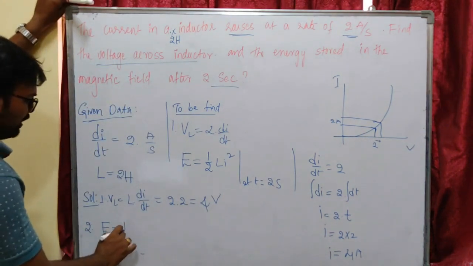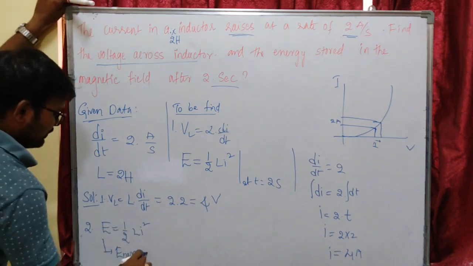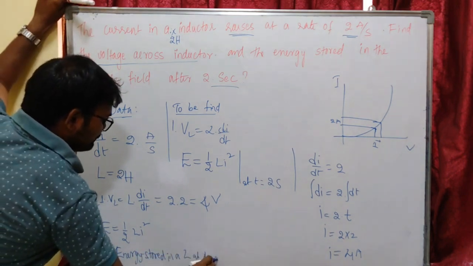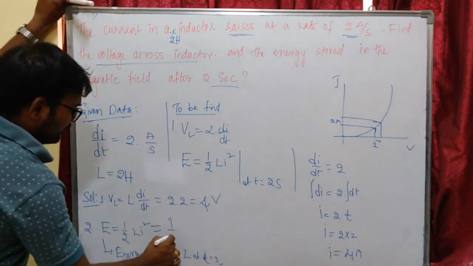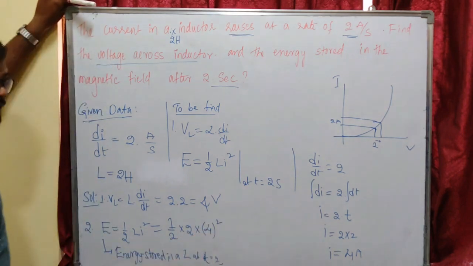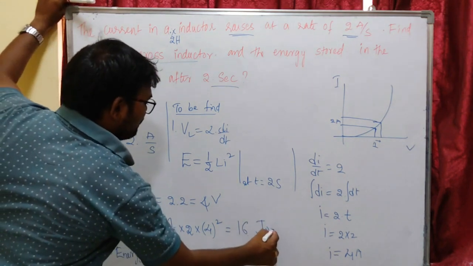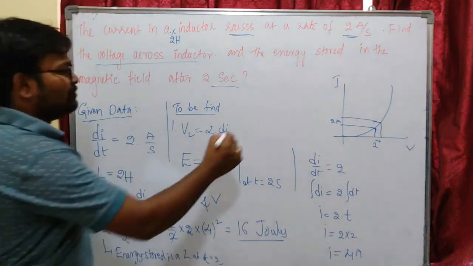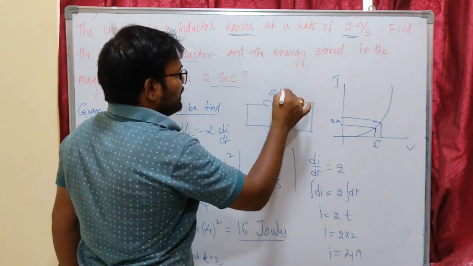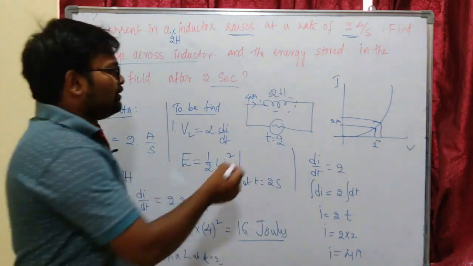So E equal to half L i square, the energy stored in an inductor at t equal to 2. So this is the answer. That will be equal to 1 by 2 into L, which is 2 here, and I is 4 squared. Okay, the 2 will get cancelled, and that will become 16. What is the unit of energy? That is joules. So what is the energy stored in an inductor after t equal to 2 seconds? The inductance is 2 Henry and the current is 4 amperes. In a magnetic field it stores 16 joules at 2 seconds.